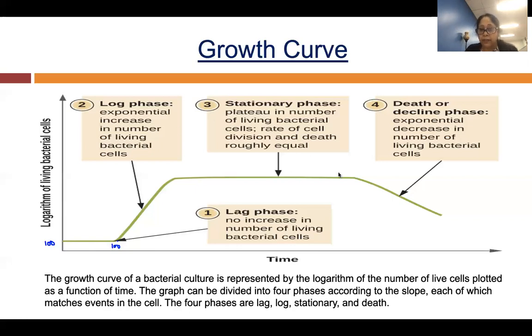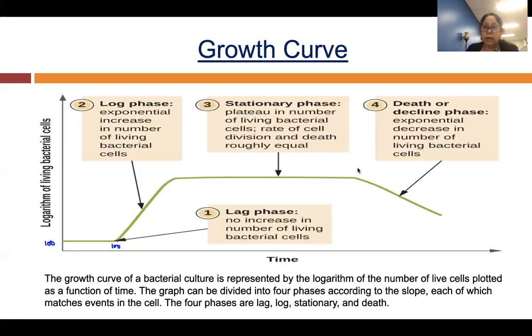Again, if inside the patient's body the bacteria are in the stationary phase or death or decline phase, so when it's phase number 3 or number 4, unnecessarily giving the antibiotic to kill the bacteria does not make any sense, right? Because anyway the bacteria are going to die. So why give extra medications that have side effects?